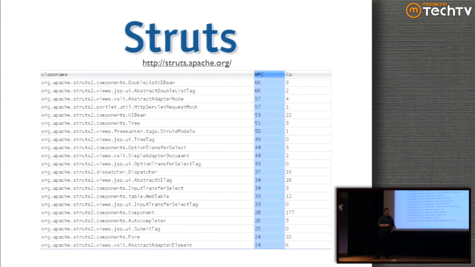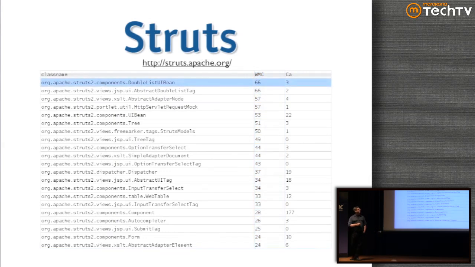But that's not all I'm looking for. I'm looking for important stuff too. And if you look across the row, its afferent coupling number is only 3, meaning that only 3 other classes rely on this class to get something done.